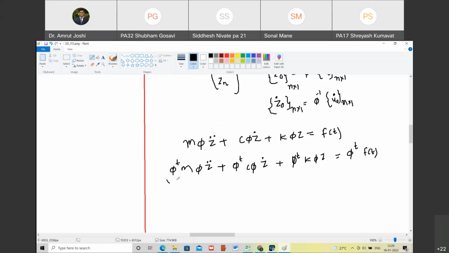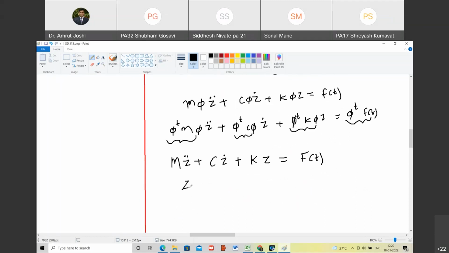Yes, so the matrices we get are: that is the generalized mass matrix M times z double dot, plus this is the generalized damping matrix C times z dot, plus this is the generalized stiffness matrix K times z, is equal to this generalized force matrix F of t. Are you with me? Yes, sir.